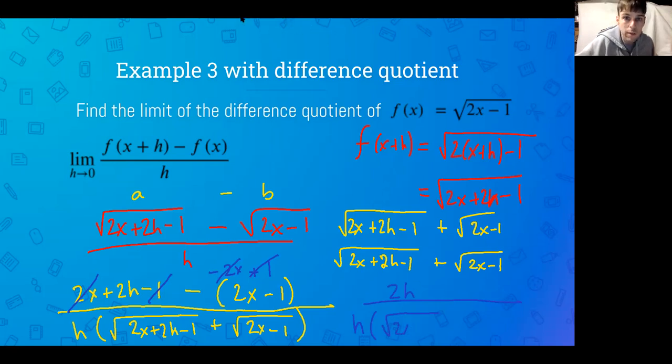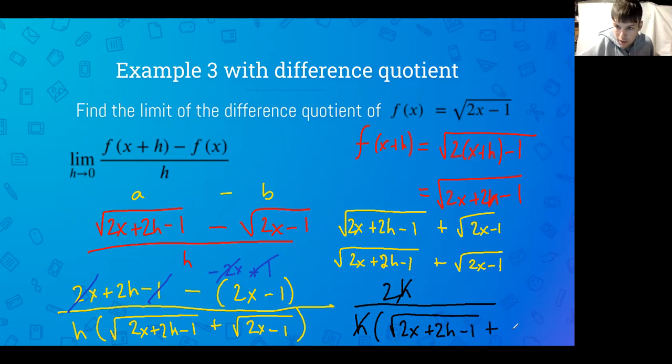Over h times the radical. Probably shouldn't have written that in with yellow. I'm going to change my choice there. I think the yellow shows up all right, but I think black does too. So 2h is what we have on the top, nothing else. So 2h over h, that's where we're going to get those to cancel. And then I'll write out the rest of this: radical 2x plus 2h minus 1 plus radical 2x minus 1. That extends there, and this should extend over the whole thing.